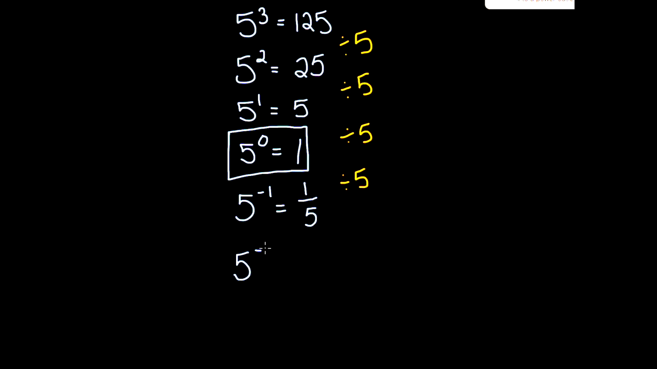Let's do 5 to the negative second. Keeping with that same pattern, 1/5 divided by 5. Well, keep the 1. 5 and 5 make 25. And let's do 5 to the negative third. Keeping with the same pattern, 125 divided by 5 is 1 over 125.